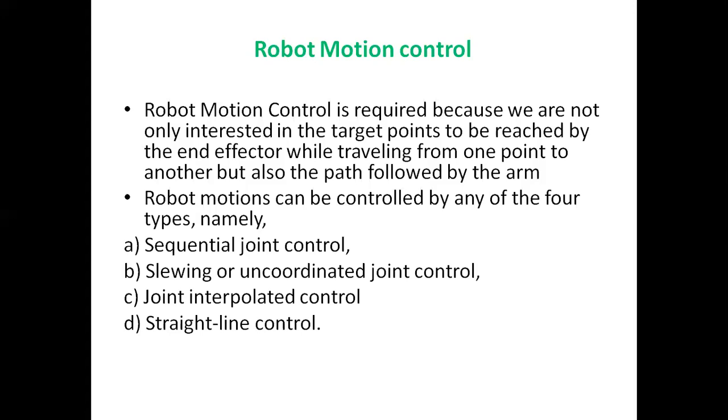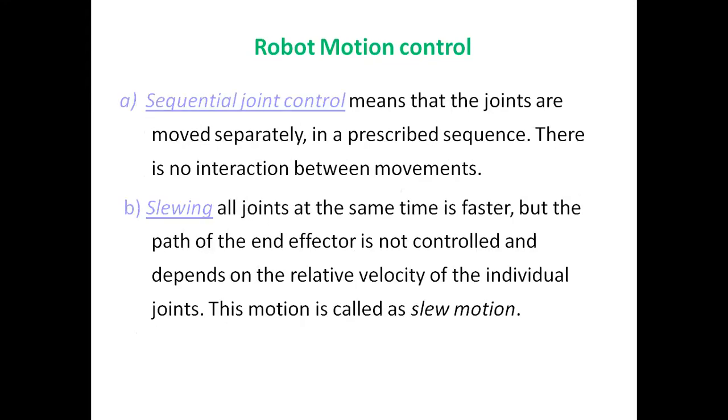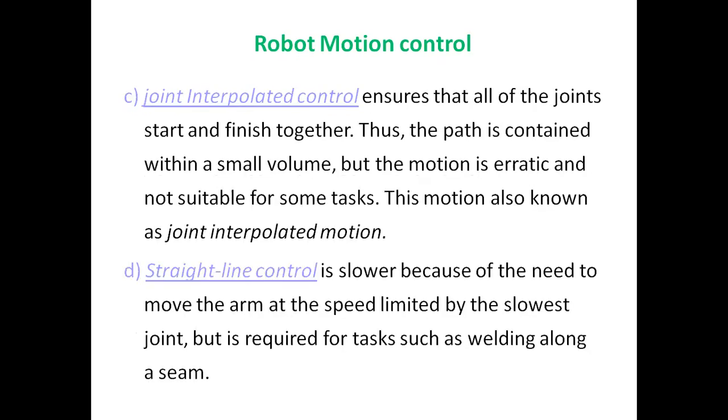We'll have sequential joint control, slewing or uncoordinated joint control, joint interpolated control, and straight line control. In sequential joint control, the joints are moved separately in a prescribed sequence. There is no interaction between the movements. Whereas in the case of slewing, all joints move at the same time so it will be faster, but the path of the end effector is not controlled and depends on the relative velocity of the individual joints. That motion is called slew motion.